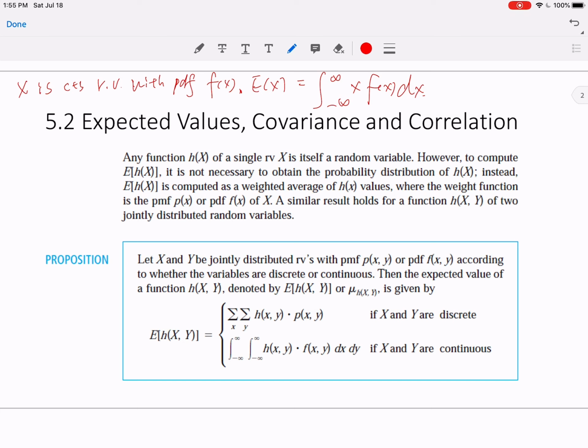Of course, if X is a discrete random variable with PMF p of x, then E of X would be equal to, instead of integration, a summation over x of x times p of x. That's how I find the expected value if X is a discrete random variable and has the PMF p of x.